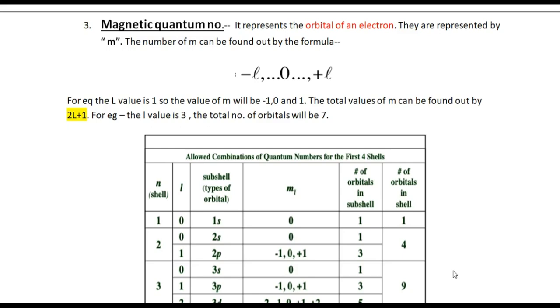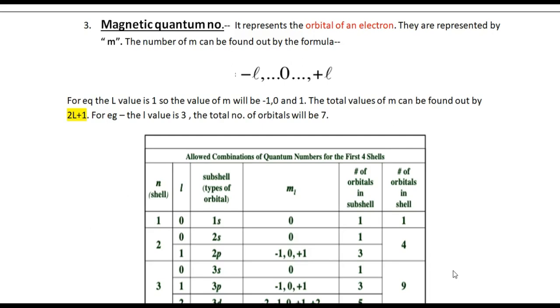So now the third quantum number is the magnetic quantum number. It actually represents the orbital of an electron. So now it's the shell, the subshell, and now the orbital. They are represented by the letter m. The values of m can be found by the formula minus L, 0, and plus L. For example, the value of L is 1, so the value of m will be minus 1, 0, and 1.